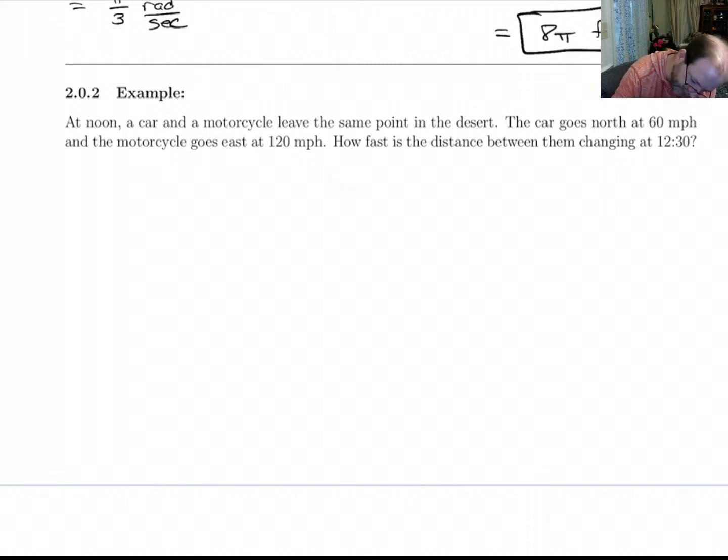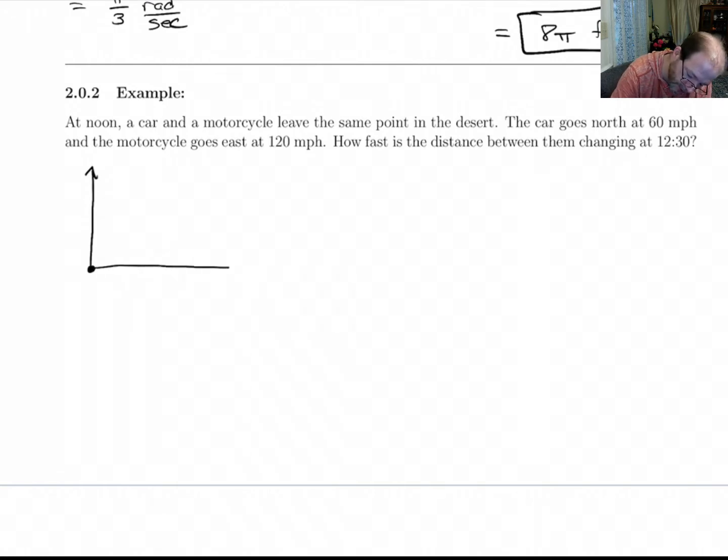Let's draw a picture. Now, why did I say in the desert? That doesn't really matter, but I wanted to make sure there's nothing else around for them to run into, and it's a big flat place where they can both go. So we've got the car here, and it goes this direction. The car goes north, and the motorcycle goes east. And we're trying to find the distance between the two of them.